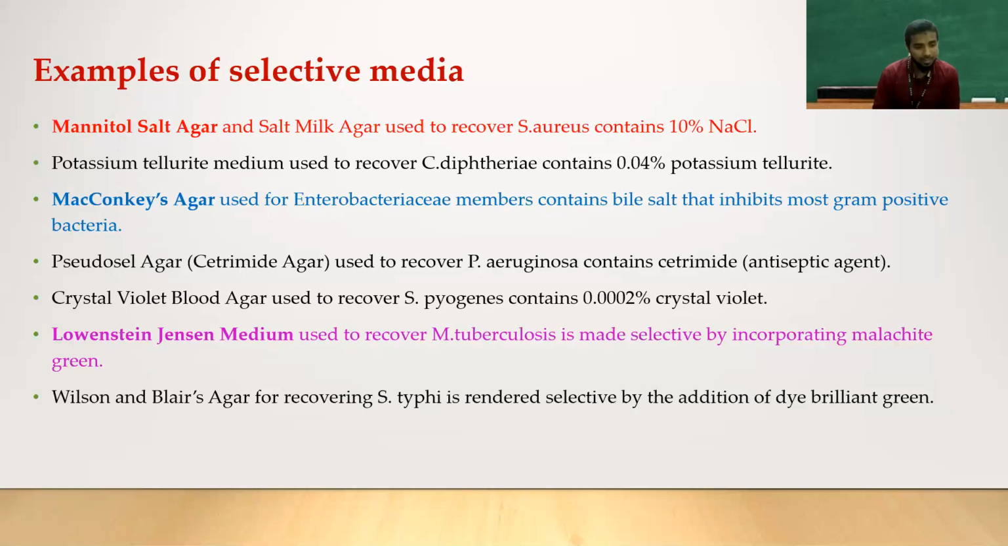And the last is Wilson and Blair's agar for recovering Salmonella typhi. That causes typhoid. So it helps in recovering Salmonella typhi by selectively adding the dye brilliant green. Brilliant green is a dye added to the culture medium in order to recover Salmonella typhi. So these were the examples of selective media. There are various other examples as well, but these are the most important.